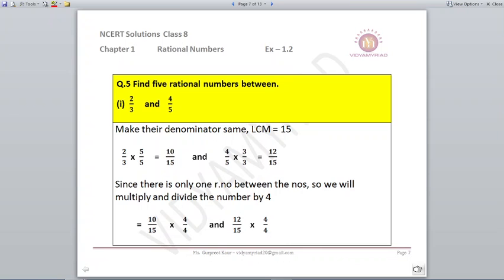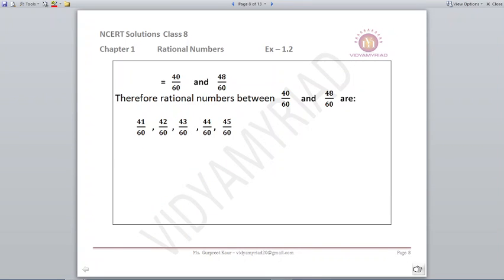Now the denominator is the same, so if you look at the numerator, there is only 11 missing between 10 and 12. So that means there is only one rational number, but we want 5. For doing that, we can multiply and divide by any number to find the 5 numbers. Here in this case, I am multiplying by 4. So both the rational numbers will be multiplied by 4. We will get 40 upon 60 and 48 upon 60.